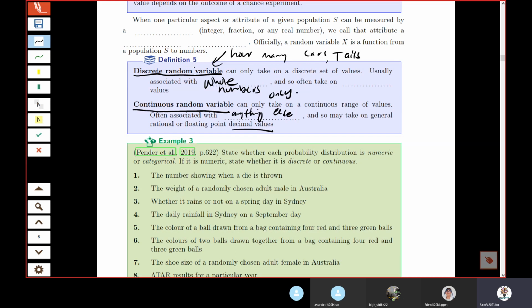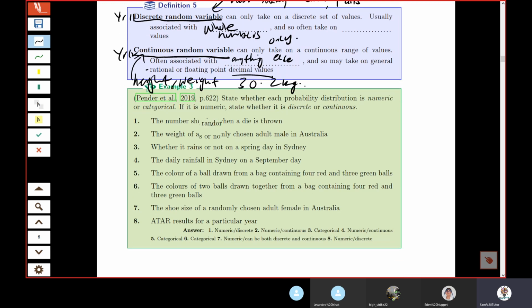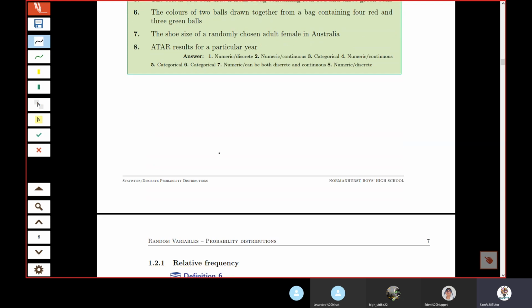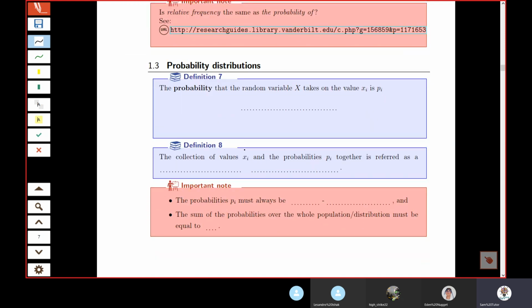You can't really get 2.5. Whereas this would be your height, your weight. You can say 30.2 kilograms or whatever it is. Okay, nothing too fancy. Continuous random variables, that's year 12. Discrete random variables, that's year 11. So you'll be continuing this in year 12. Some basic stuff just to see if you know what discrete and continuous is. I'll let you do that in your own time. It's not interesting for our purpose.